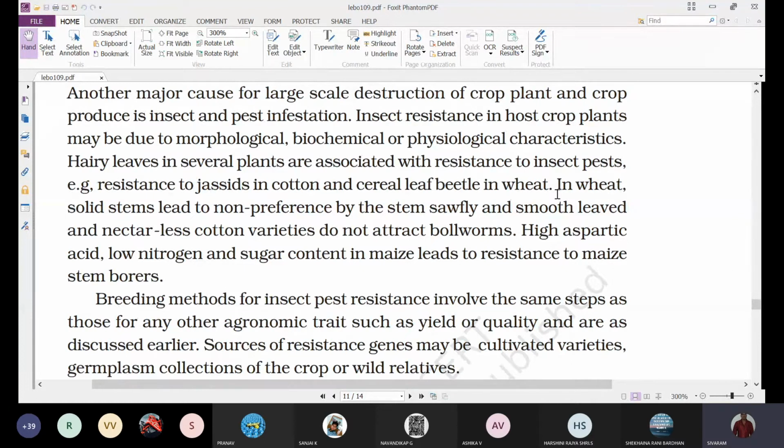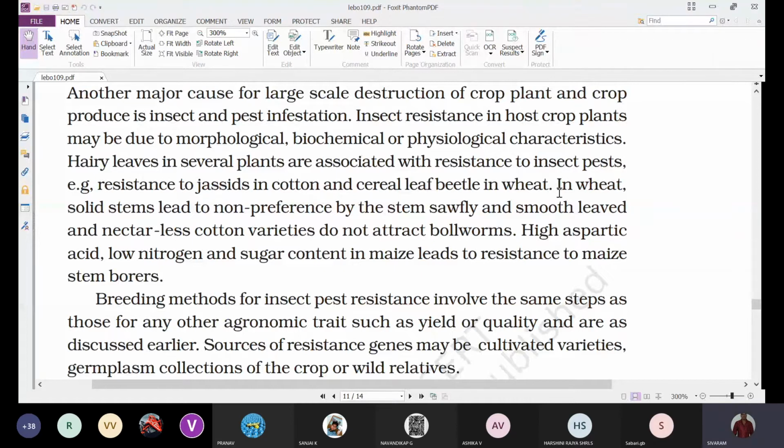That means we are making certain changes in the genetic material. As a result, it will produce smooth leaves, and instead of producing nectar, it is unable to produce nectar. Like that, we are changing the genes.